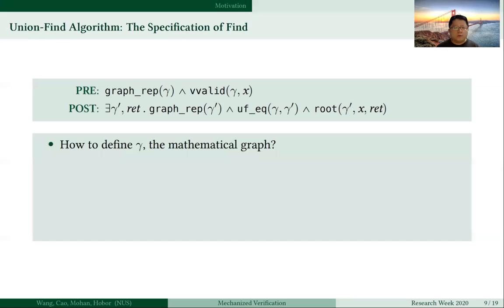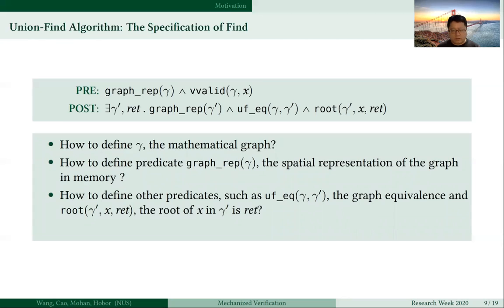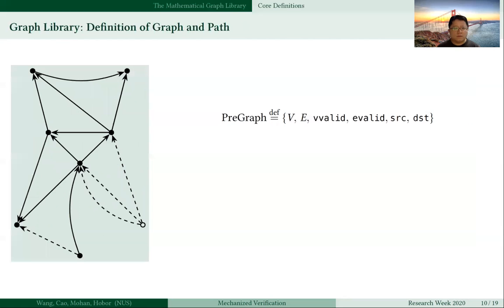Now, the problems are how to define gamma, the mathematical graph, how to define the predicate graph_rep gamma, the spatial representation of the graph in memory, and how to define other predicates, such as the graph equivalence and the root of x. Finally, how to prove this specification. We will answer these questions in the following slides.